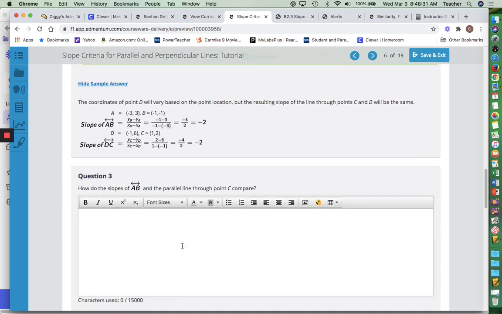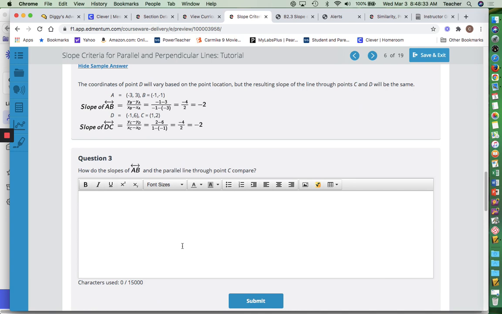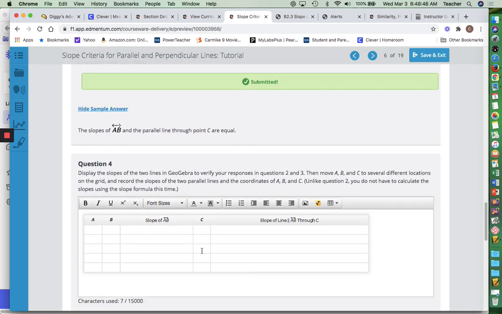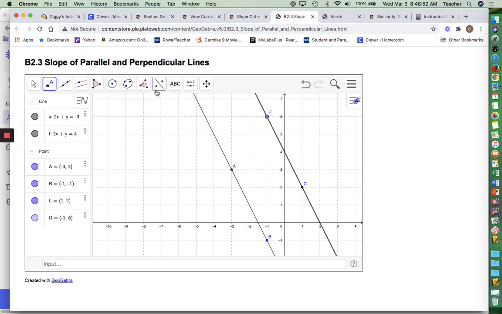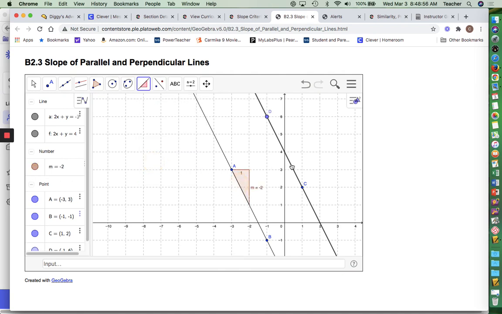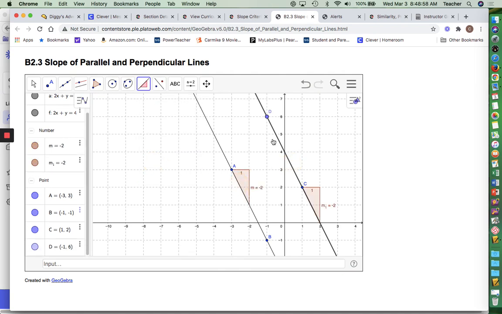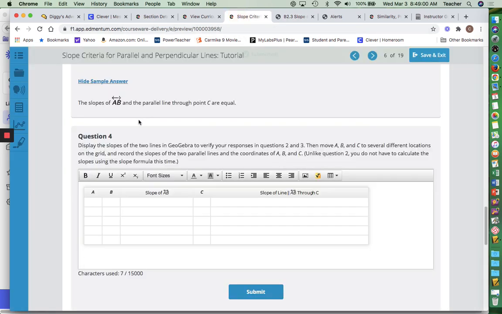Perfect. How do the slopes of AB and the parallel line through C compare? They are the same slope. So these are parallel lines. All right. Display the slopes of the two lines in GeoGebra to verify your response in 2 and 3. Okay, well, go over here, select slope, click on AB, click on DC. Done.